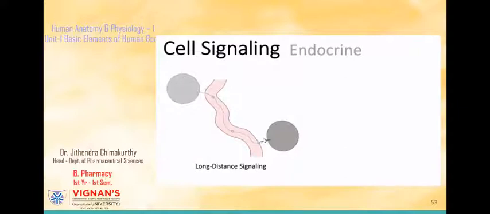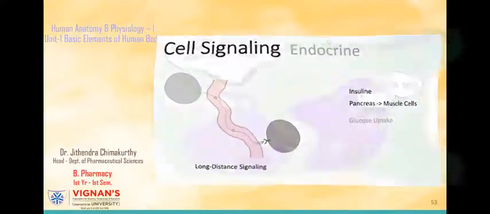Hormone synthesis takes place in glands. One example might be insulin. Insulin is produced in the pancreas and from there secreted into the bloodstream. The endocrine system helps insulin travel over a long distance and reach muscle cells, for example, where insulin can bind to insulin receptors. That supports the uptake of sugars in the tissue.